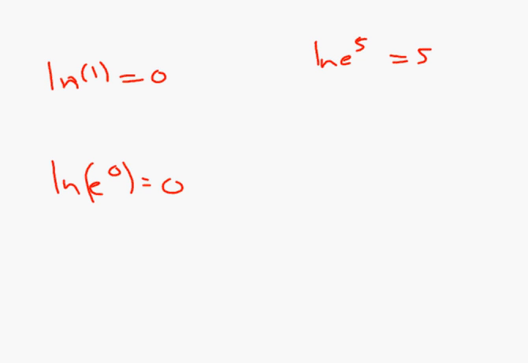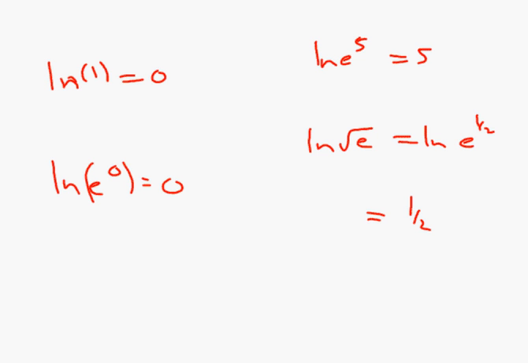How about this? The ln of the square root of e. Well, it doesn't quite look like the previous two examples until you realize that you can rewrite it. Square root of e is really e to the 1/2. That's saying, what power do you put on e to get e to the 1/2? 1/2 is the answer there.